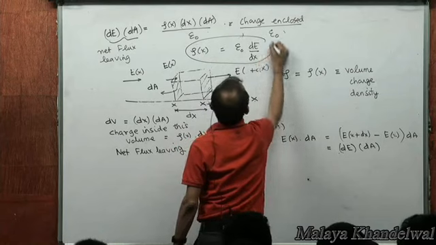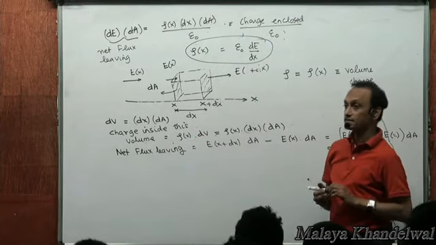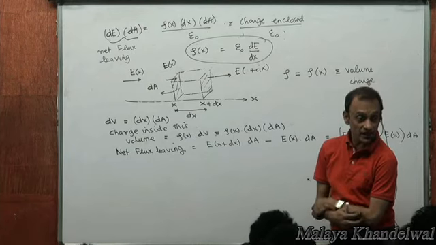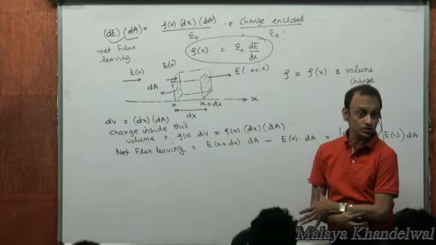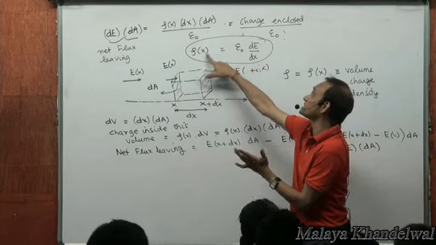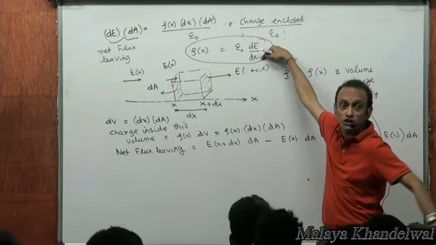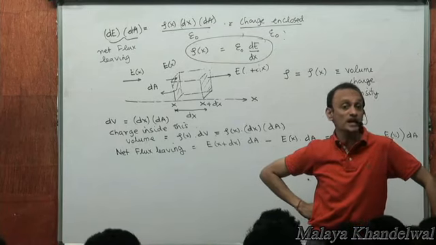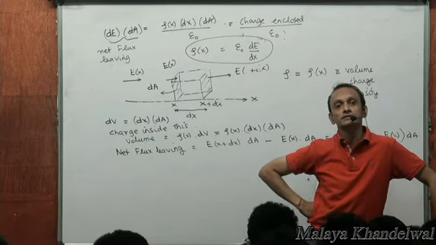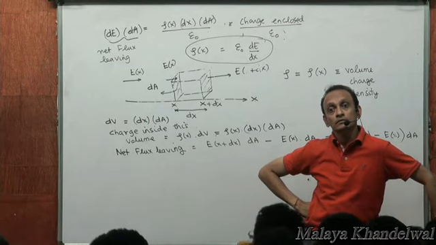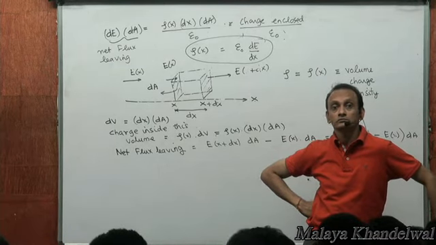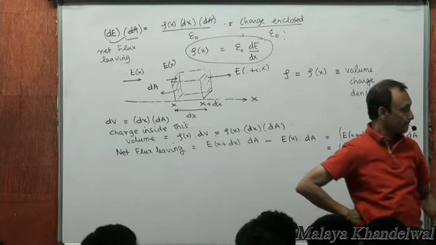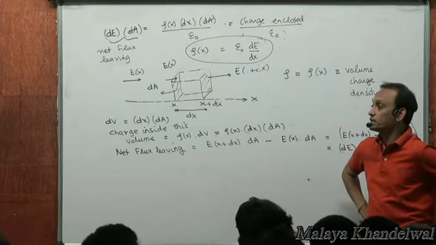That will give me the volume charge density as a function of x. Important result: if E varies in the x direction because of a volume charge distribution, then that volume charge density as a function of x will be given by epsilon naught dE by dx. Epsilon naught dE by dx would be the volume charge density at various values of x. We use this result commonly.